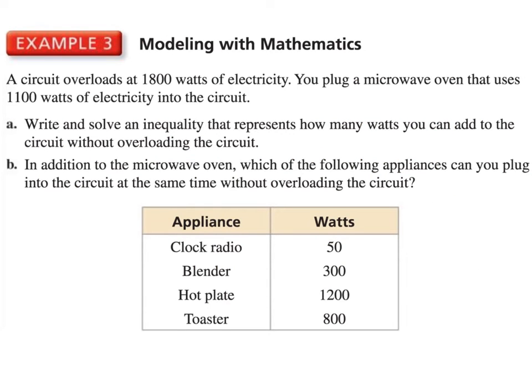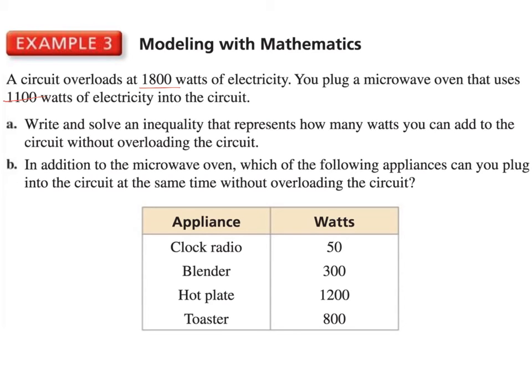Word problem. Don't freak out, just take your time. Step by step, highlight the important pieces of information. A circuit overloads at 1,800 watts of electricity. You plug a microwave oven that uses 1,100 watts of electricity into the circuit. So it overloads at 1,800, but we're okay because the microwave is 1,100. Write and solve an inequality that represents how many watts you can add to the circuit without overloading the circuit.